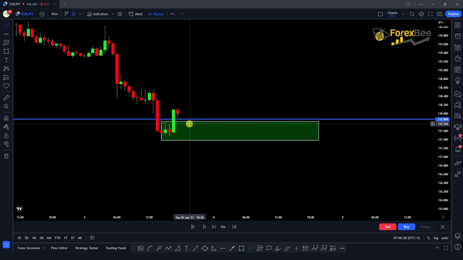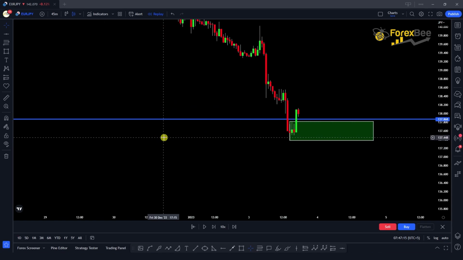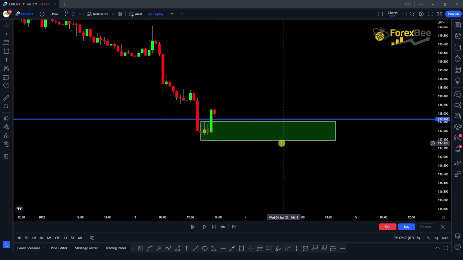Now if you are not familiar with the types of supply and demand zones, I'll put the link in the description to the video that completely explains what supply and demand zones are and how they work and how you can measure their strength. So for example, here we can see that there is the formation of this demand zone, and this is the manual way of detecting the demand zone.